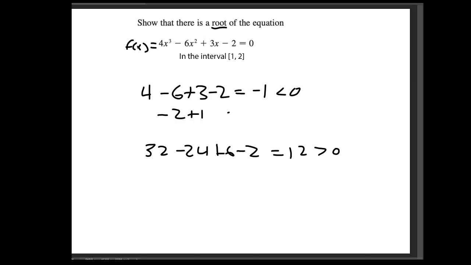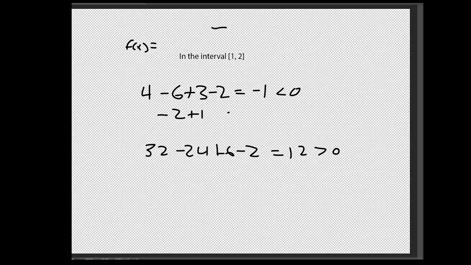Okay, so let's move on to the next one, and this one I want you to try on your own. Show that there's a root of the equation 2x^3 plus x^2 plus 2 equals 0 in the interval (-2, -1).